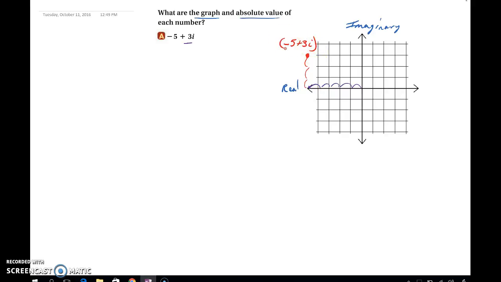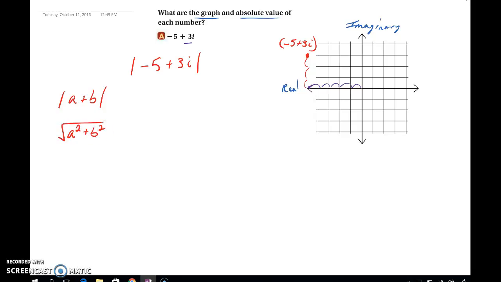The real number is our x-axis, so we're just moving left to right like we normally would. And then our imaginary is our y-axis, so the number in front of the i tells us whether we're moving up or down. So that is the graph of negative 5 plus 3i. Now if we want to find the absolute value of negative 5 plus 3i, the absolute value is equal to the square root of a squared plus b squared.